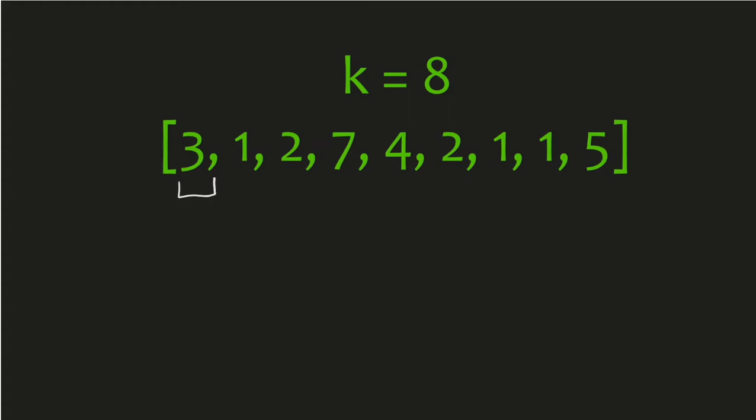So first we have the 3, then we add the 1, then we add the 2. However, if we add the 7, then our sum will be too big. Right now, our sum is at 6, and if we add the 7, the sum will become 13, which is greater than 8. So we need to remove elements from the left until the constraint would no longer be broken.